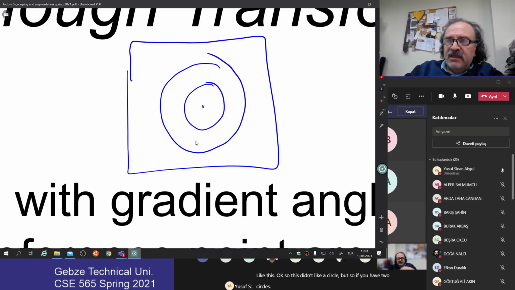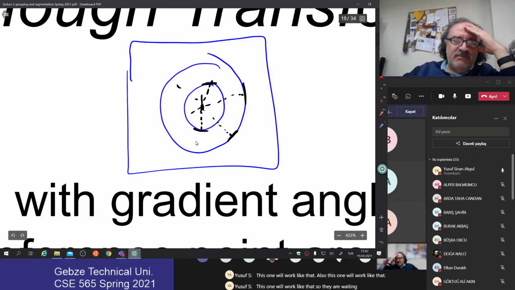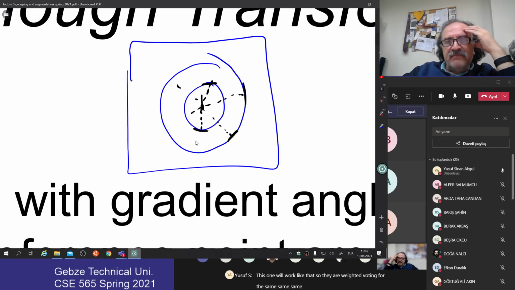If you have two circles, remember how we voted. This part, this one, this one will vote like this. This one will vote like that. Also, this one will vote like that. This one will vote like that. So they are voting for the same center. So our algorithm did not find R. It says that there is at least one circle whose A and B values are this.